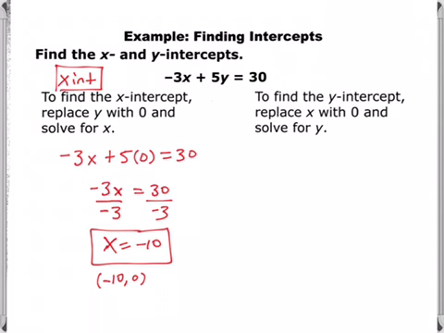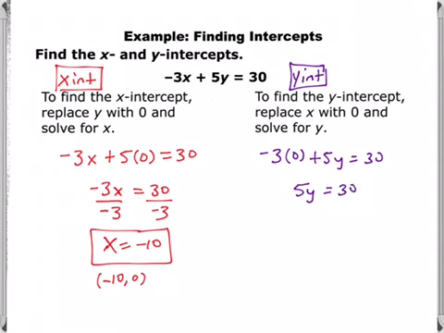Then we're going to find the y-intercept. So we're going to plug in 0 for x. So we got negative 3 times 0 plus 5y equals 30. Negative 3 times 0 is 0. So we've got 5y equals 30. We'll divide by 5 on both sides. And we get y to equal 6 in this case. So our y-intercept is 6, or we could say the point 0, 6.